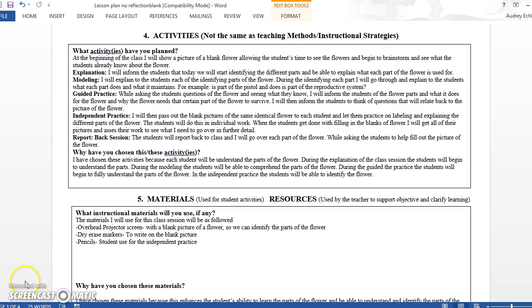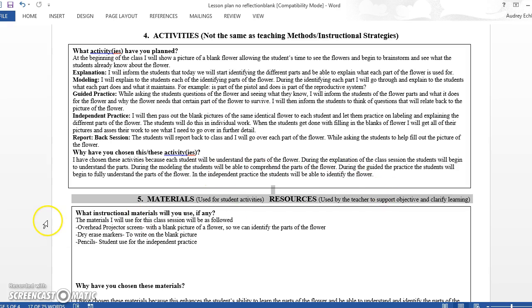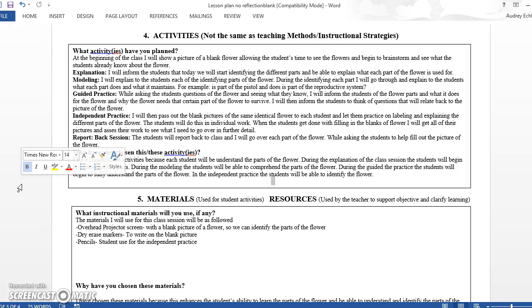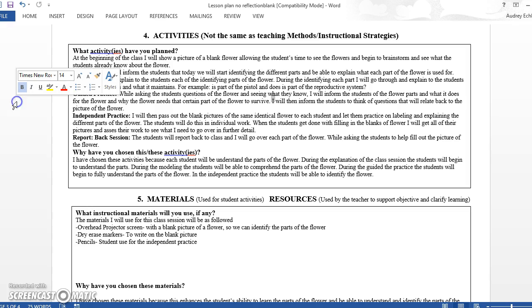I've chosen these activities because each student will be able to understand the different parts of the flower. During the explanation of the class session, the students will begin to fully understand the parts of the flower. During the modeling, the students will be able to comprehend the parts of the flower. During the guided practice, the students will begin to fully understand the parts, and then during the independent practice, the students will finally be able to identify each part.